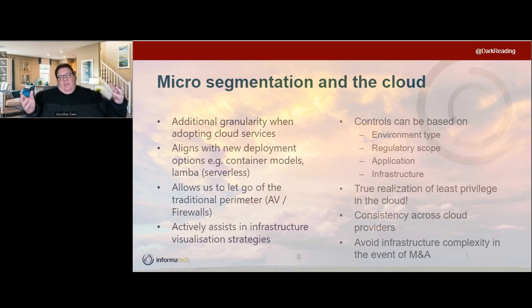As I said, it gives us this additional granularity when we're adopting cloud services and trying to port things to the cloud, but even when we're doing new deployments as well. And of course, new deployments means we start thinking about new technologies. We see a lot of containers. We see a lot of Kubernetes, still some Docker, but it's starting to move away from that as well. But then, of course, there are the serverless models, Lambda computing as well. And again, we can align with those new deployment options.